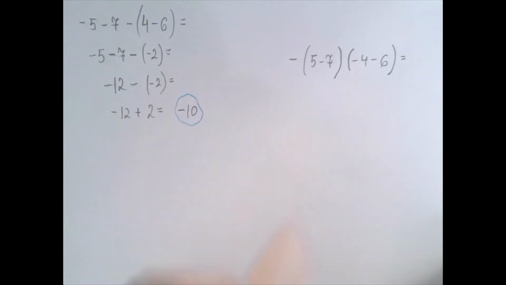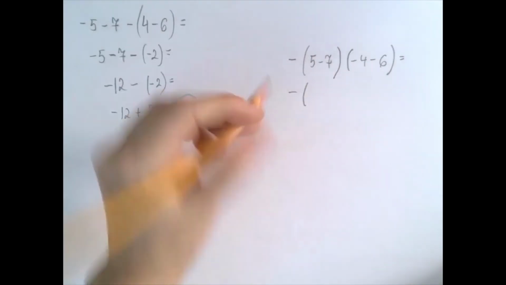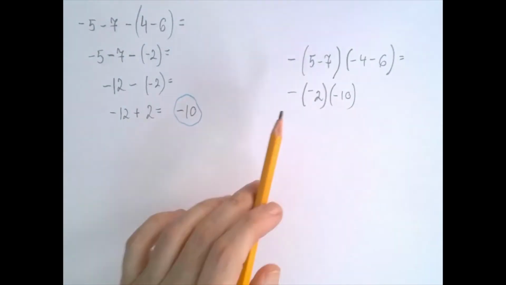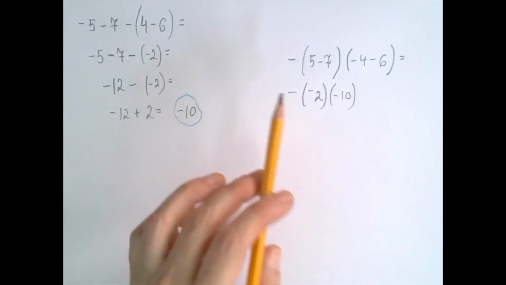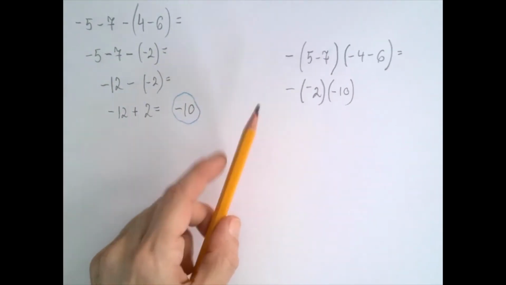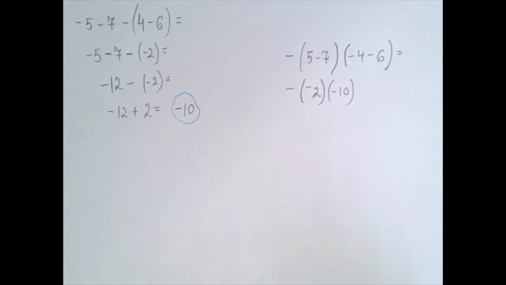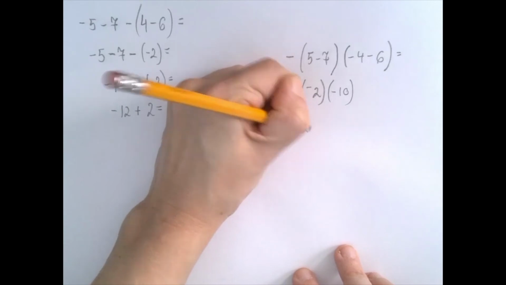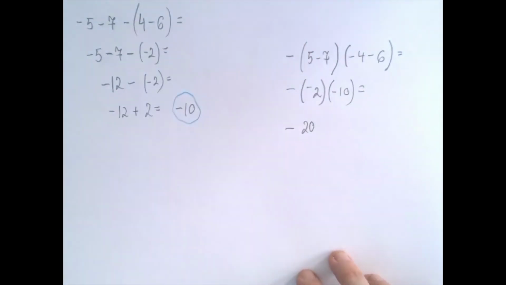So we're going to go left to right between the parentheses. The opposite of, we can read this as the opposite of. 5 minus 7 is negative 2, and negative 4 minus 6 is negative 10. So if you want, we can interpret this as negative 1 times negative 2 times negative 10. But that's the opposite of negative 2 times negative 10, which is 20. So the answer is negative 20. And that makes sense. 3 negative signs means that the product should be negative.